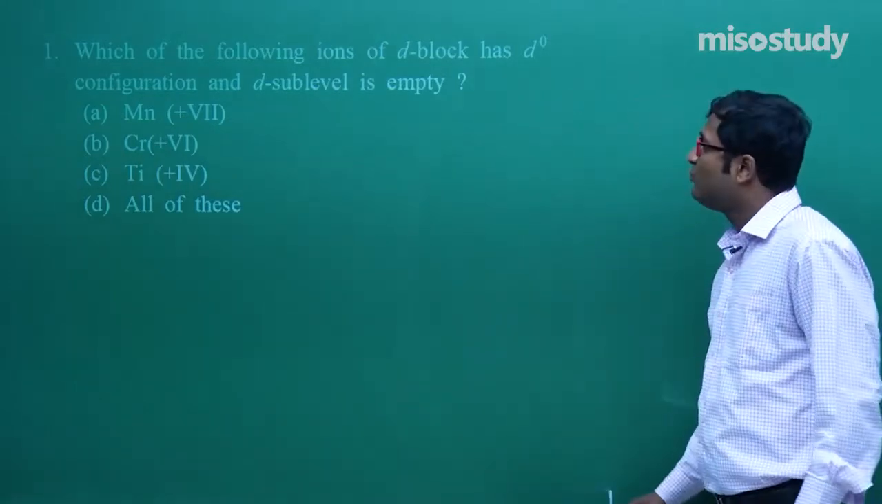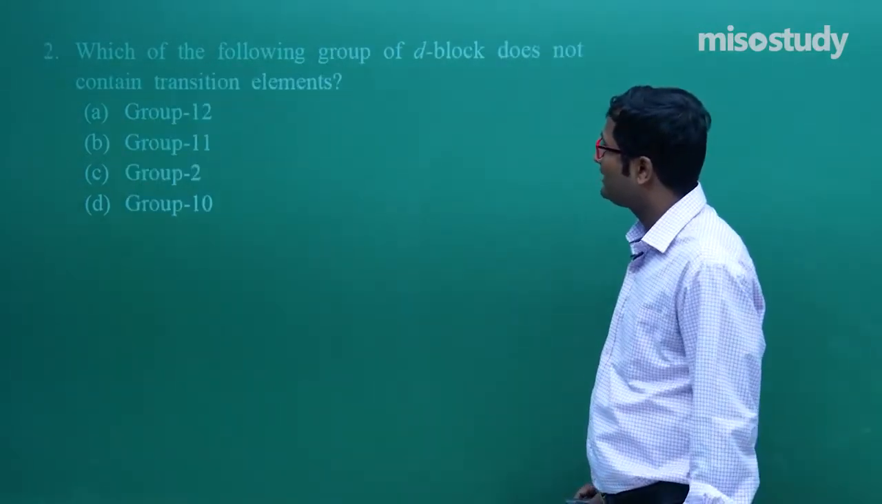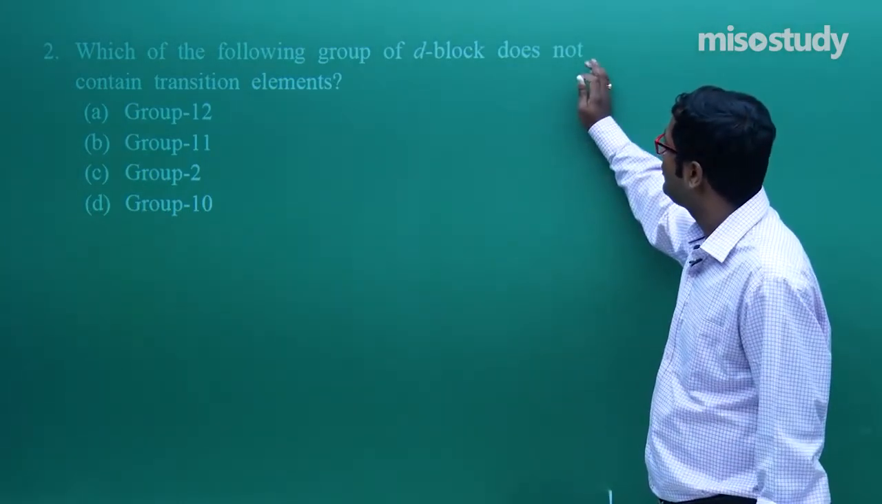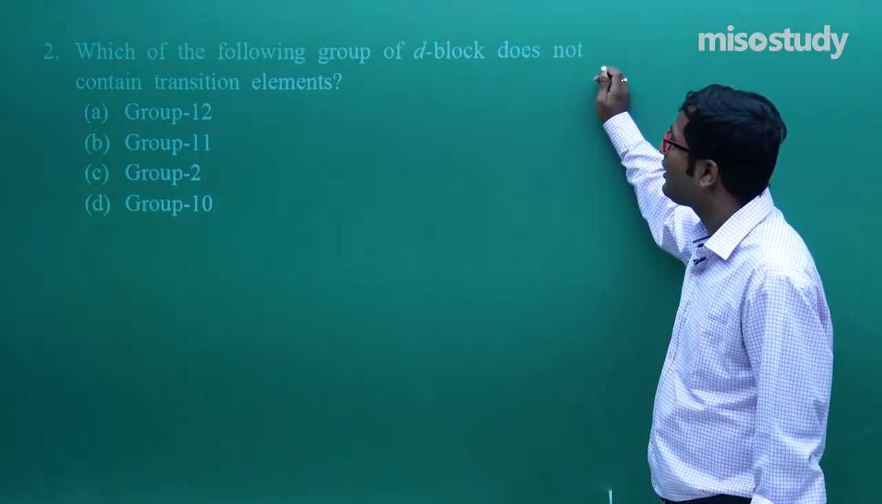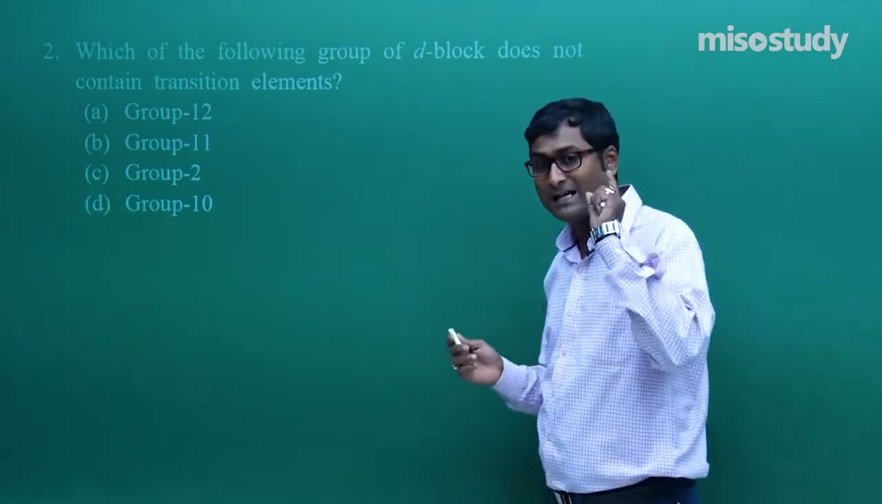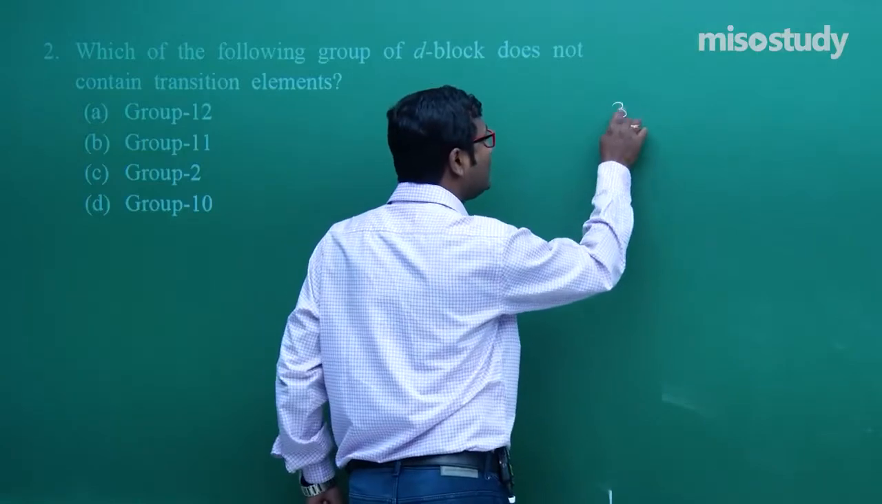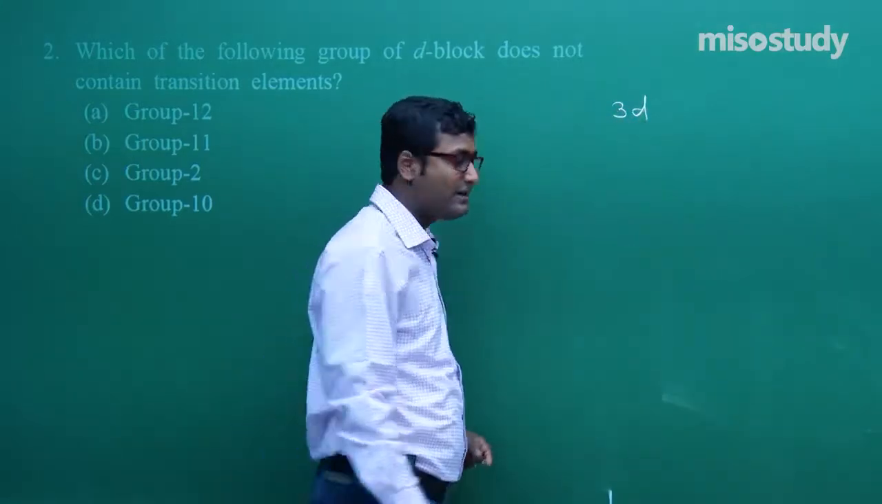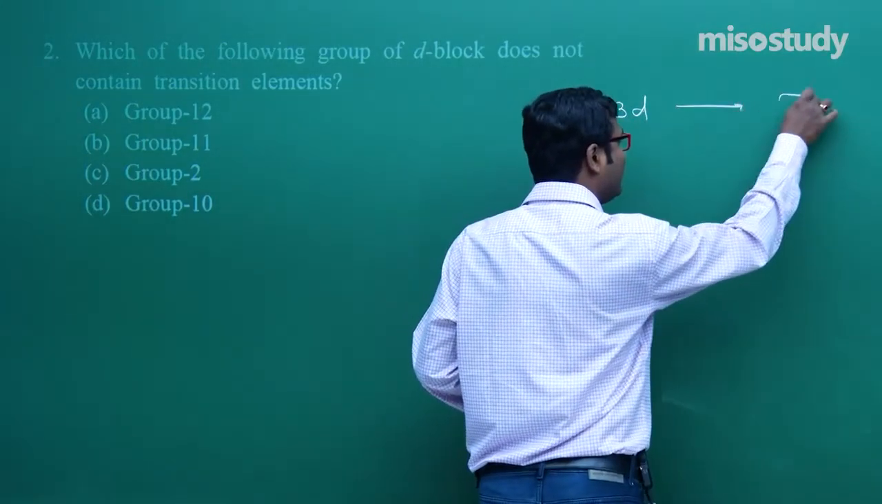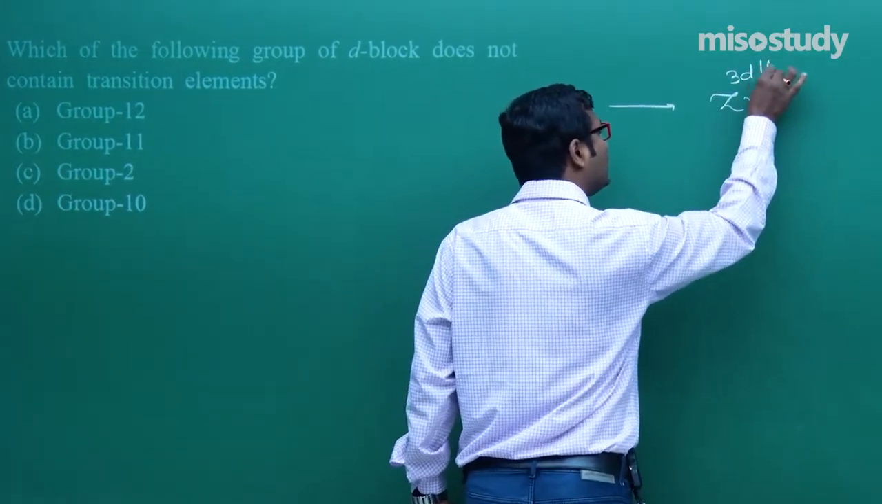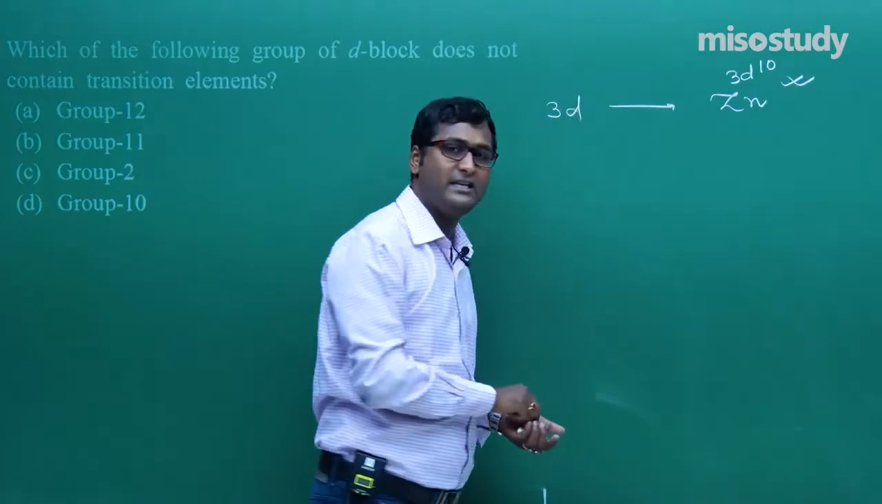Now friends, let's move to the next question. Check out the next question. This is a completely theoretical question. Which of the following groups of D block does not contain transition elements? As I told you earlier, there are 4 series of D, that is the 3D series. The last element is Zn. It has a completely filled D subshell.